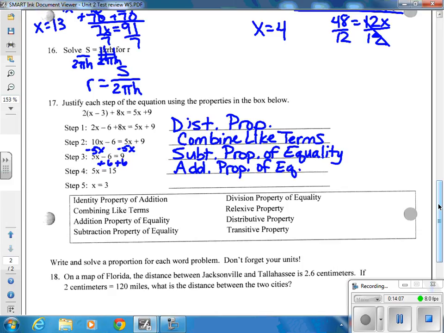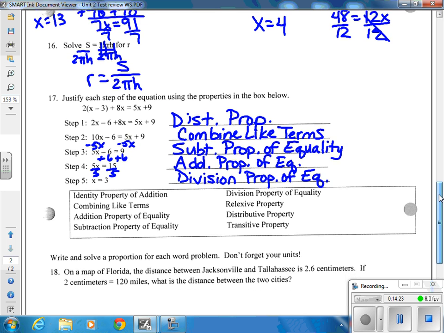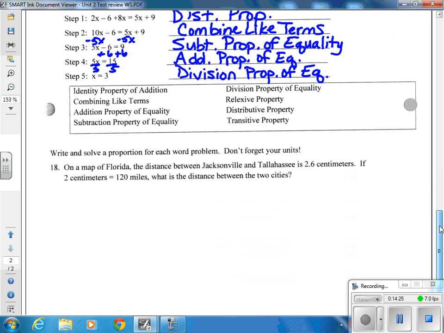And then to get from step 4 to step 5, you had to divide by 5, which would be your division property of equality. So you will have one of these on the test where you have to justify each step using a property name from the box given. Right. For 18, 19, and 20, you are asked to do two things.